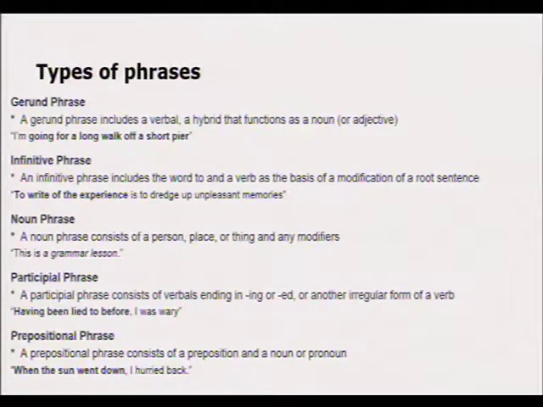Then participle phrase. A participle phrase consists of verbals ending in ing or ed or another irregular form of a verb. Having been lied to before, I was wary. So the having, the ing, would tell you that it's the participle phrase. And then the prepositional phrase consists of a preposition and a noun. When the sun went down, I hurried back. So when the sun went down is a prepositional phrase. It tells you how it happened.